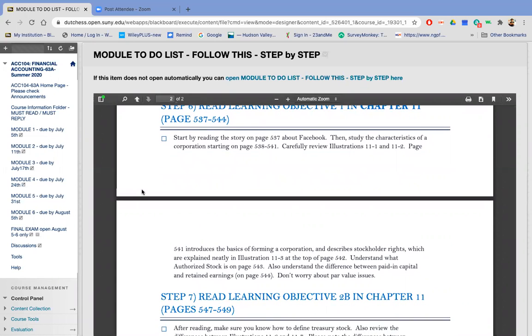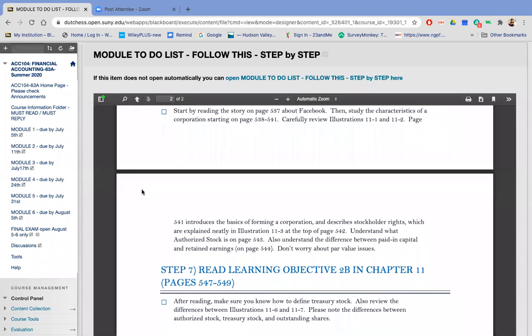again, I would start with that story on Facebook. It's a very good story. And then just understand that corporations are unique forms of businesses. They certainly have advantages and disadvantages. And your chapter starts with that.